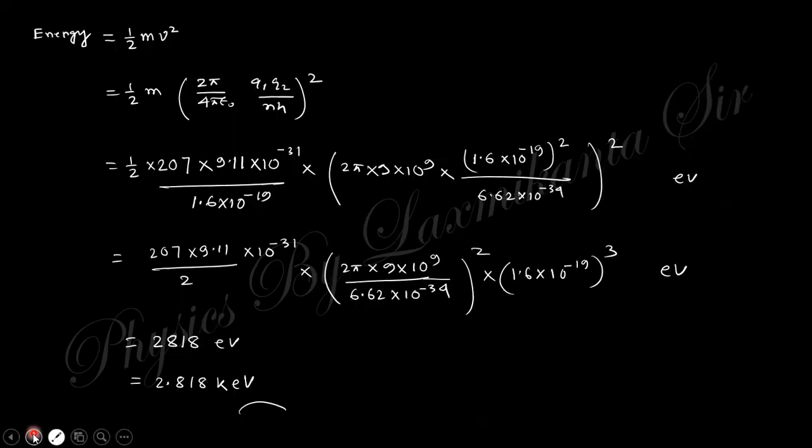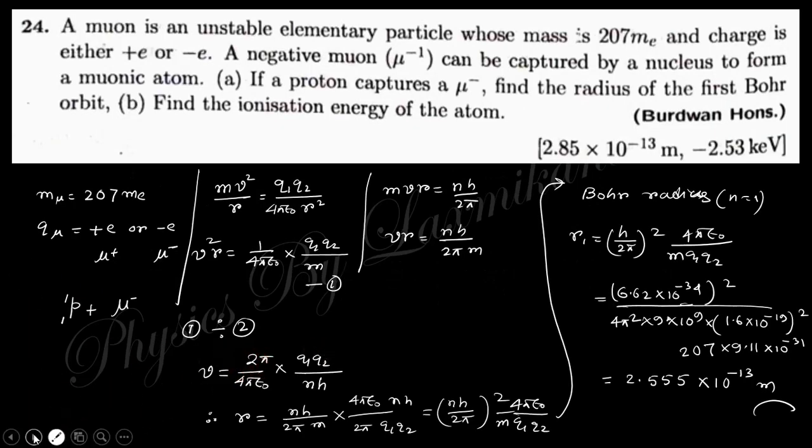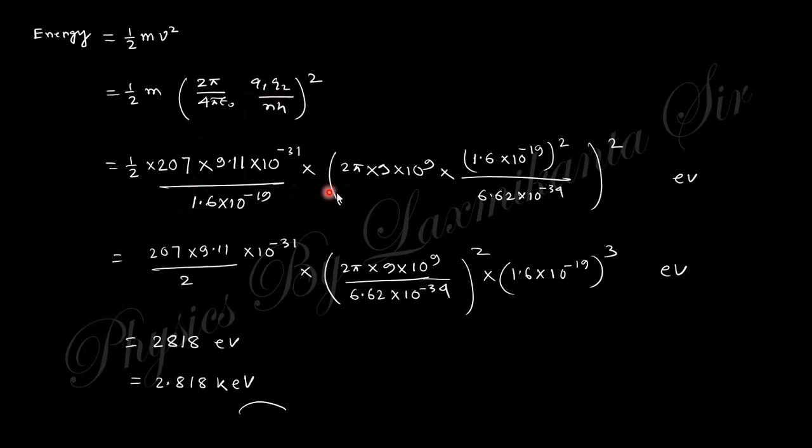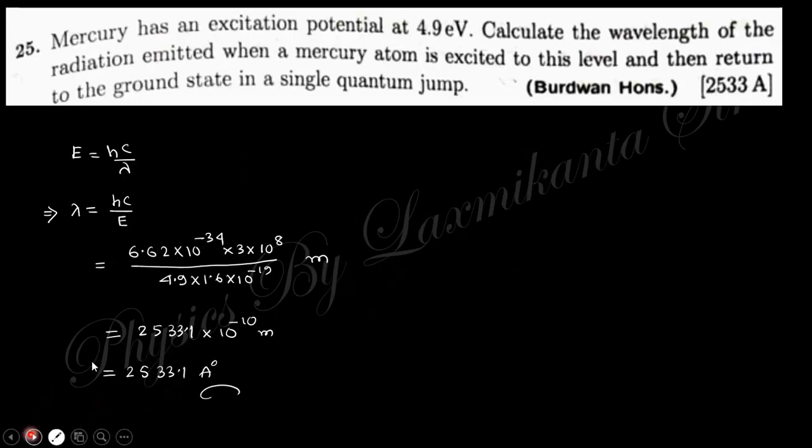And for the ionization energy, you want to find the energy half mv square. You put the expression of v here, use this expression of v, you will get this relation, and putting in this value you will get this one. Okay, next question.